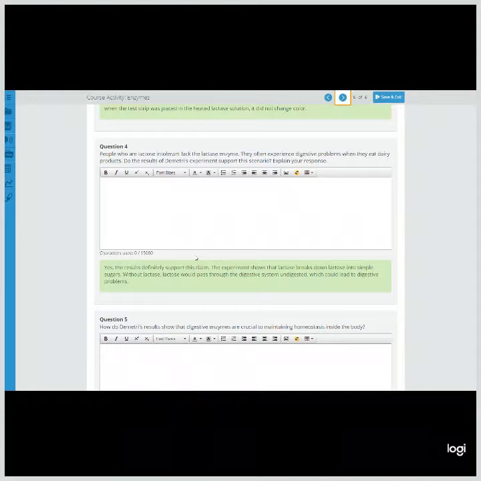People who are lactose intolerant lack lactase enzymes and often experience digestive problems when they consume dairy products. Do the results of Dimitri's experiment support this scenario? Explain your answer.